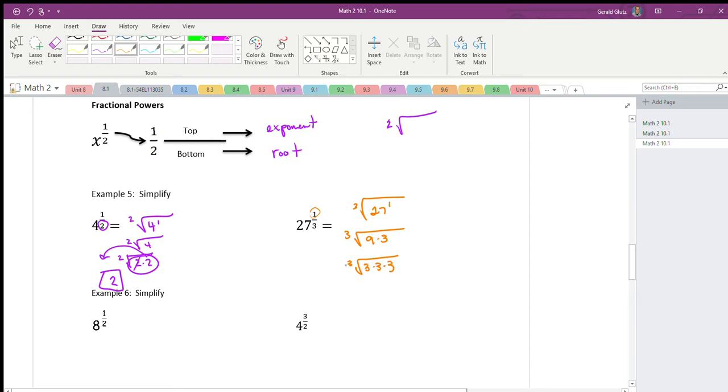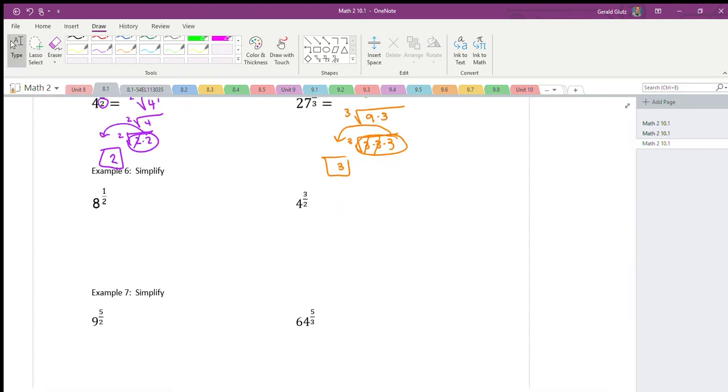So again, this 3 tells us that we're looking for 3 of the same number. Notice we have 3 of the same number here. So this time 2 of those go away and 1 comes out. So whenever we are looking for 3 of a number or 4 of a number or 2 of a number, only 1 will come out. All the rest will go away. So there's nothing left inside of the radical, so I do not write the radical sign. My answer is just whatever came out, which in this case was 3.